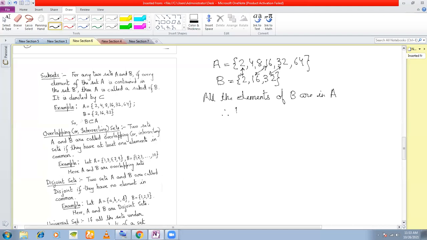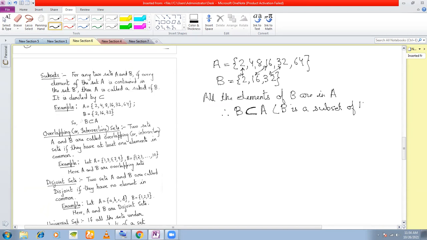Therefore, we say that B is a subset. This is a symbol that we give. B is a subset of A. But you see that all the elements of A are not in B. Therefore, A is not a subset of B. Only B is a subset of A. This is the symbol which is called subset. In fact, this symbol is called the proper subset.